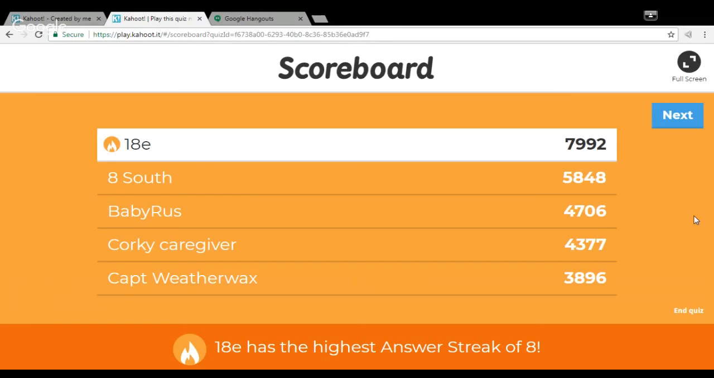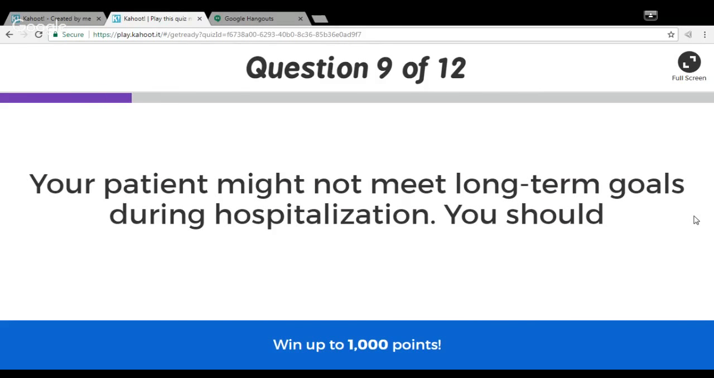Moving on, let's see if you still got it. Can 18 East keep this streak going? You have had the highest answer rate for the last 8 questions. That's phenomenal. You should play the Pick 3 tonight because I'm thinking you're feeling lucky. All right, here we go. Next question, Q9 of 12.